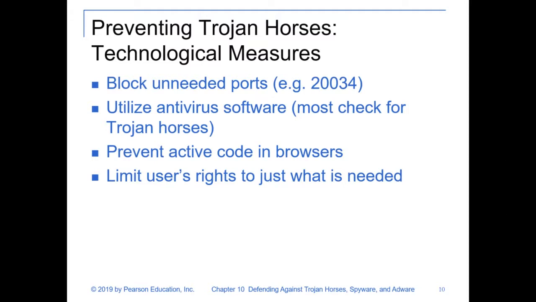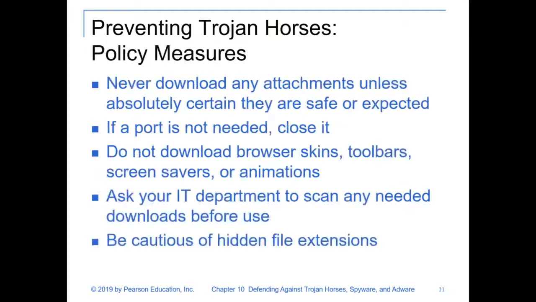As we talked about in the past about the principle of least privilege, this is something that you should follow in preventing Trojan horses as well, to limit the user's rights to just what is needed. So if the user doesn't need to install software, you don't give them the right to install that software, so then they cannot install the Trojan horse, or it becomes more and more difficult for them to inadvertently install a Trojan horse.